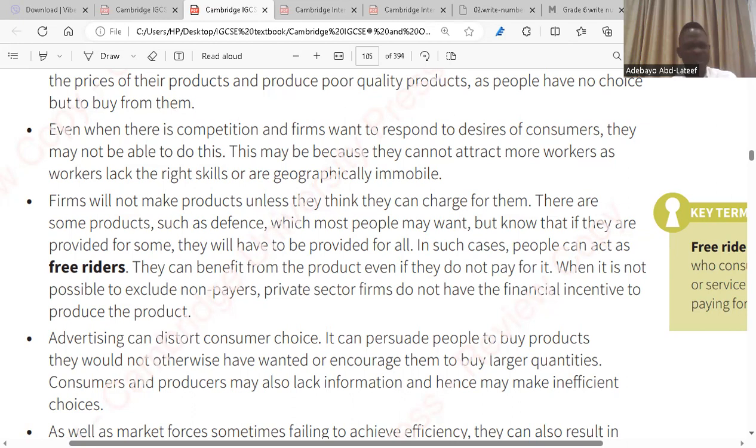Do you get the point I'm driving at? The private sector will fail to provide public goods. That is why there's a market failure. The private sector won't provide public goods because there's going to be a free rider problem. And who are the free riders? These are individuals, groups of people, firms, whatever economic agents they are, who enjoy the benefit of certain services without contributing directly or indirectly to such services. Is it clear?